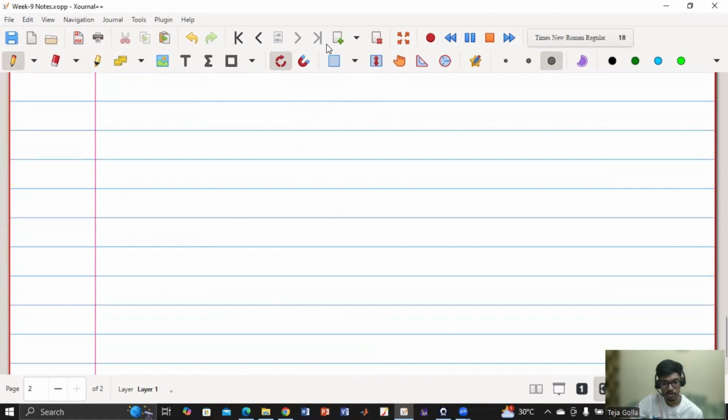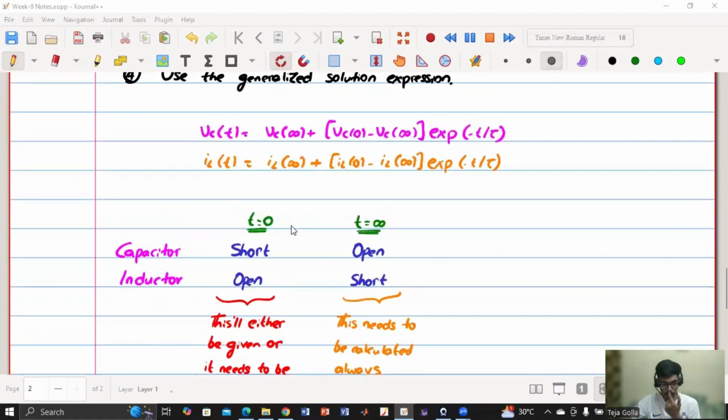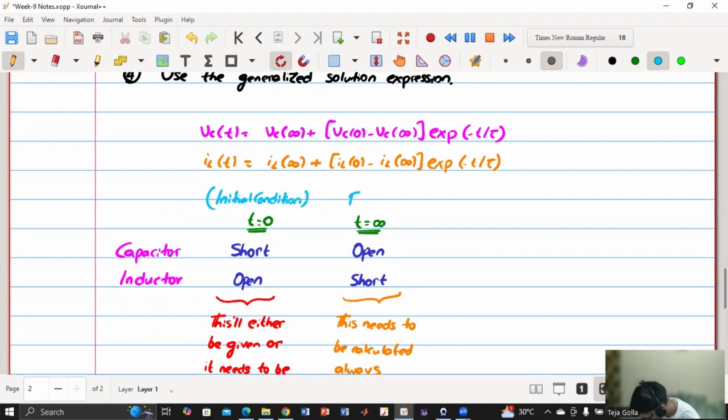So t equals 0 means initial condition. Yes, so this is the initial condition and this is the final value. Any doubts till this point? No doubt, sir. Okay. So then in that case, we'll solve more problems.